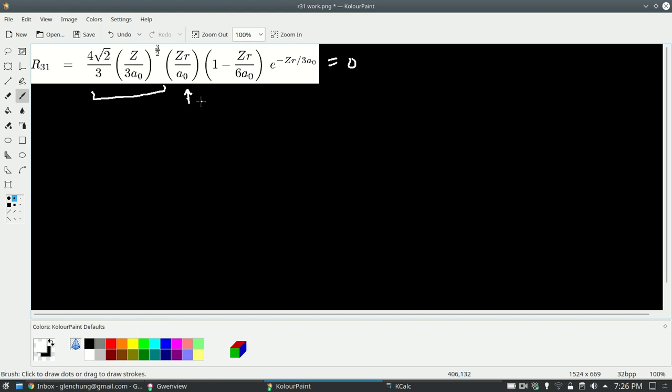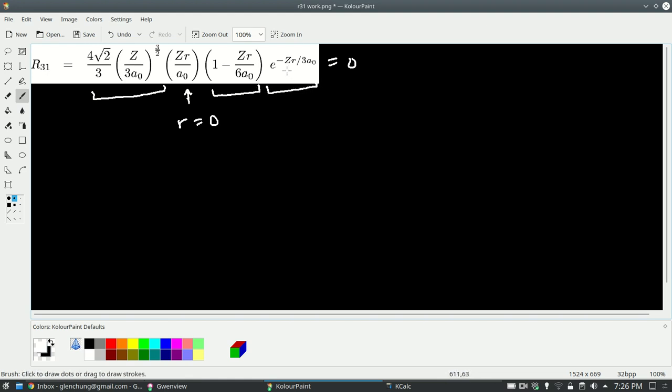Now this can equal 0 when r equals 0. But that's not interesting because, of course, when r equals 0, you're in the nucleus. The electron is not going to be in the nucleus. So I can just forget about this one too. When can this be 0?